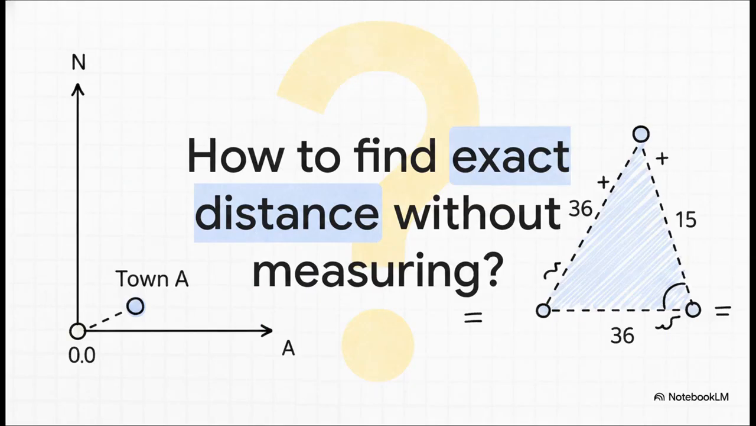Let's start with a highly practical puzzle drawn directly from our source material. Picture this. Town B is located exactly 36 kilometers east and 15 kilometers north of Town A. Now, if you were tasked with finding the exact straight-line distance between them, how would you calculate that gap without laying down a giant tape measure across the terrain?